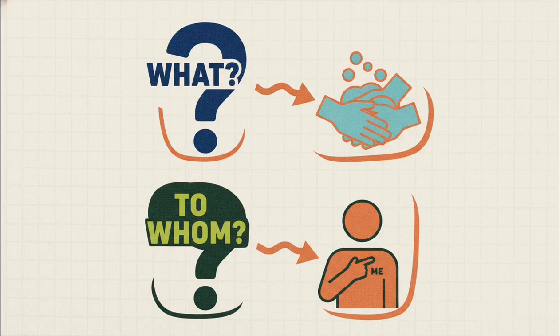Just ask yourself two questions. Question 1, what am I actually washing? The answer is die Hände, the hands. That's your direct object. Question 2, and who do these hands belong to? Well, they belong to me. And that to me is your clue for the dative case mir. It's the exact same logic for something like ich putze mir die Zähne. I brush my teeth. I'm brushing the teeth for me.